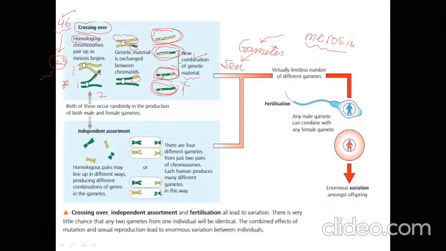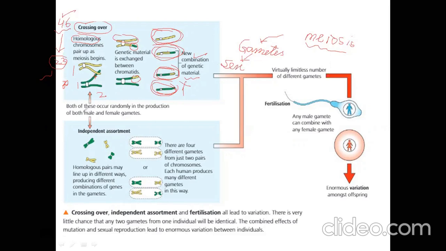One of the causes of variation. Another reason in sexual reproduction is two gametes coming from two different parents. So it means both parents' genetic makeup are different. A new zygote will form. So two different gametes coming from two parents is also one of the factors that contribute to variation.